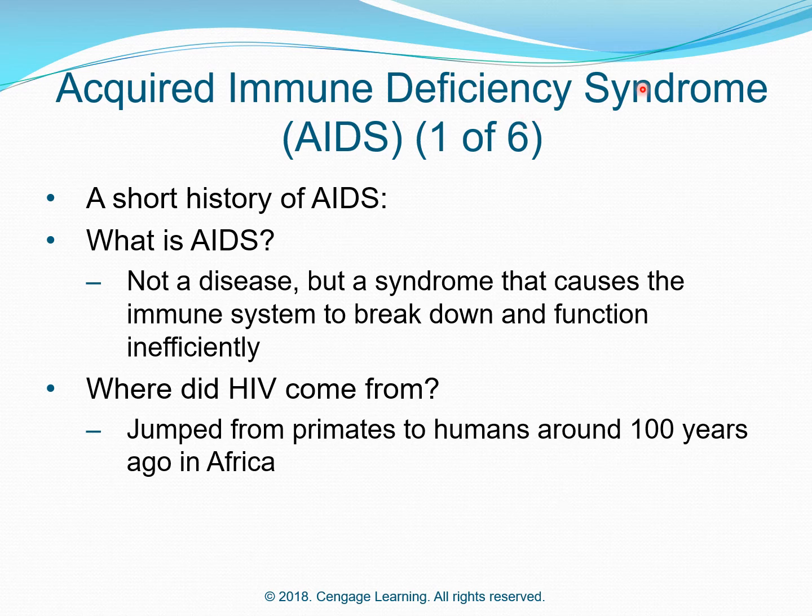Acquired immune deficiency syndrome, so AIDS, one of six. A short history of AIDS. What is AIDS? Not a disease, but a syndrome that causes the immune system to break down and function inefficiently. Where did HIV come from? A jump from primates to humans around 100 years ago in Africa.